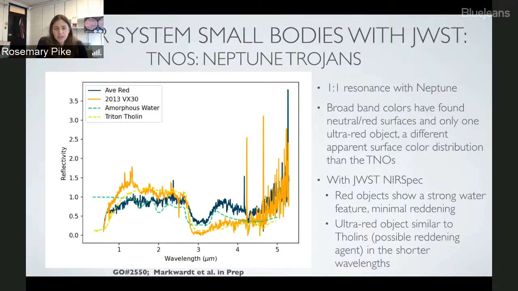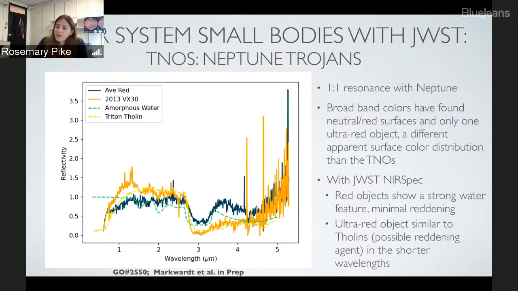The objects, we usually refer to them based on their optical colors. So either neutral or red, and then red or very red, ultra red. And because all of these objects in the optical are red. But in the TNO region, we have a pretty good mix of these two, red and ultra red surfaces. But in the one-to-one Neptune resonance, there's only one known object that has this ultra red color.